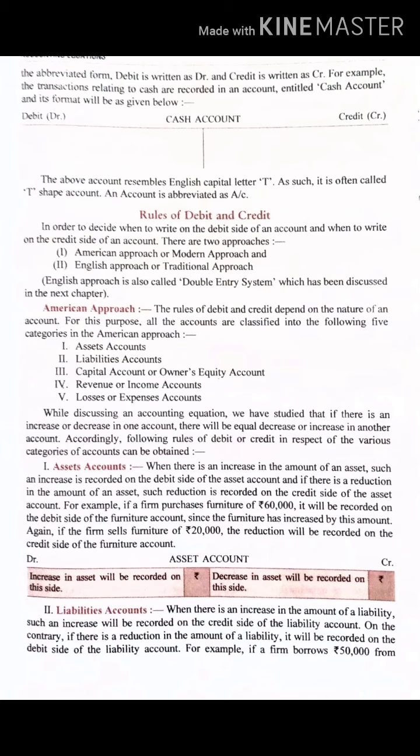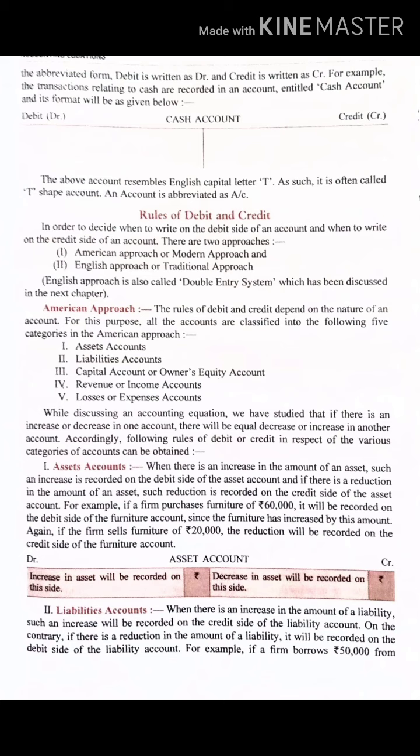Now you have purchased, that means your asset is increasing, and whenever it is increasing, in case of asset, it will be recorded on the debit side. Okay, and if there is a reduction in the amount of an asset, such reduction is recorded on the credit side of the asset. Okay, they have given one example, that is furniture. I gave you the example of machinery.